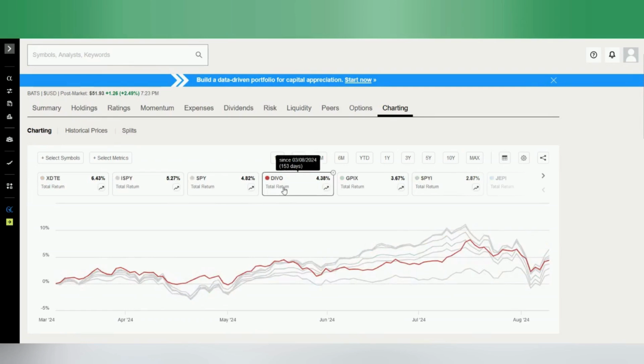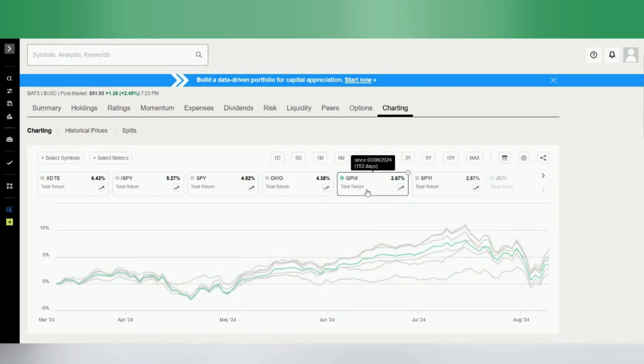And then I always throw in my Devo, my beloved Devo, because it's not really an apples to apples comparison because it's such a custom covered call approach. But it's so consistent and so conservative. I always like to throw it in just to see how it compares.